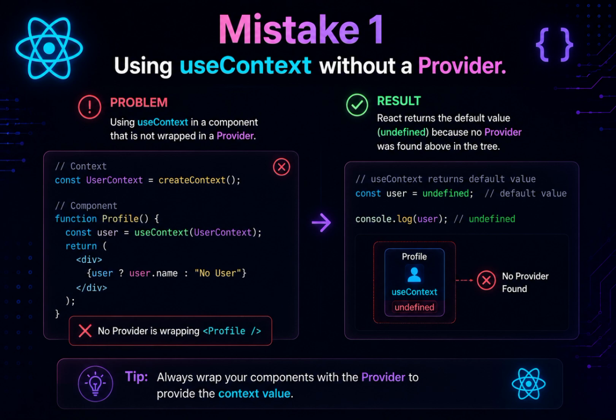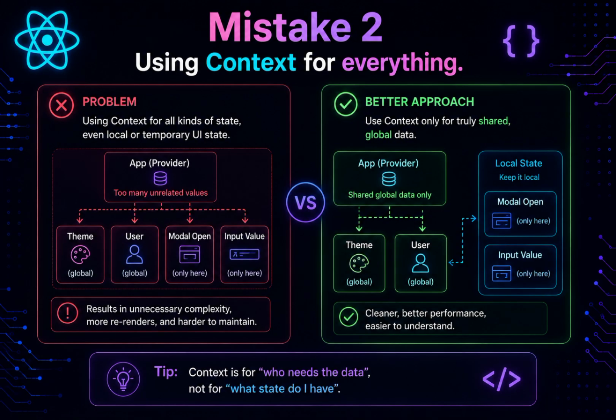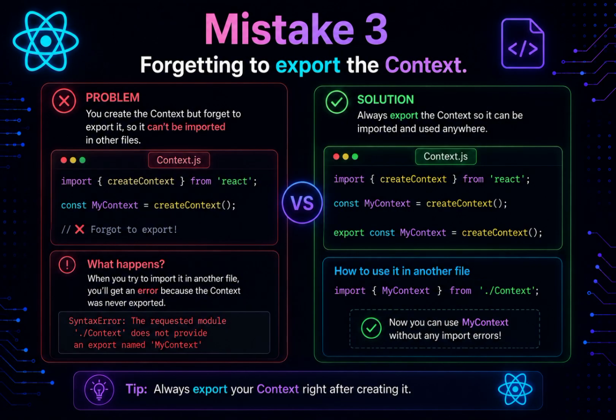Mistake number 1. Using useContext without a provider. The component will receive the default value or undefined. Context is useful for shared data, but don't store every state inside context. If the context is not exported, other components cannot access it.